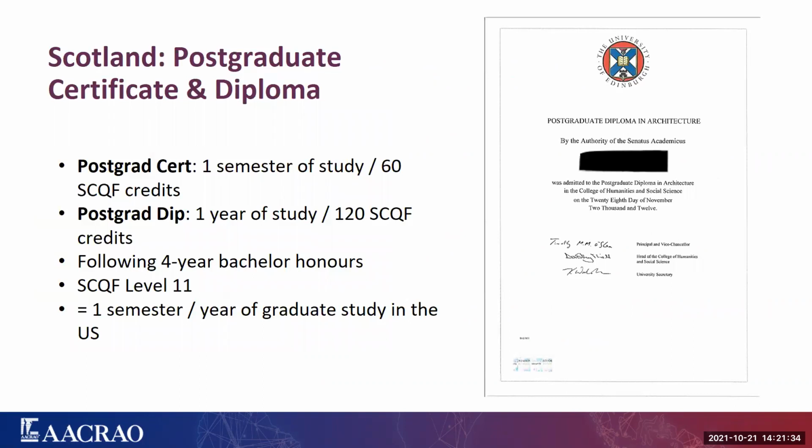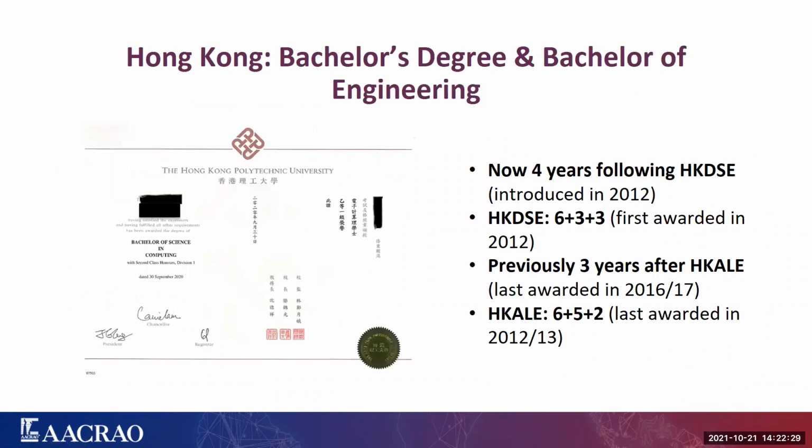And then staying in Scotland, we also updated the Postgraduate Certificate and Diploma. No, you're not experiencing deja vu. Not too long ago, we did updates on the Graduate Certificate and Diploma, which were considered short credentials at the undergraduate level. But now we have the Postgraduate Certificate and Diploma. These follow the 4-year Bachelor Honors degree and are pegged at the Scottish Credit and Qualification Framework Level 11, which is the master's degree level, so that's graduate level study. The Postgraduate Certificate and Diploma represent 1 semester of study and 1 year of study, respectively. And again, we would regard that as equivalent to graduate level credit. And then on to the next slide, Hong Kong.